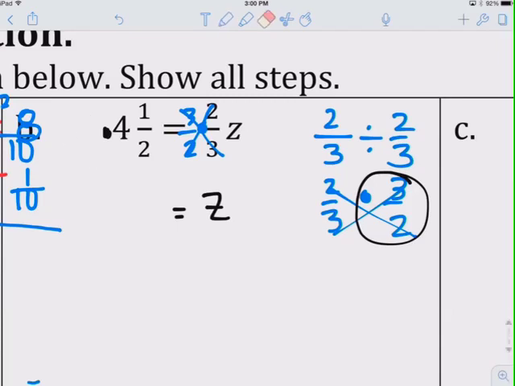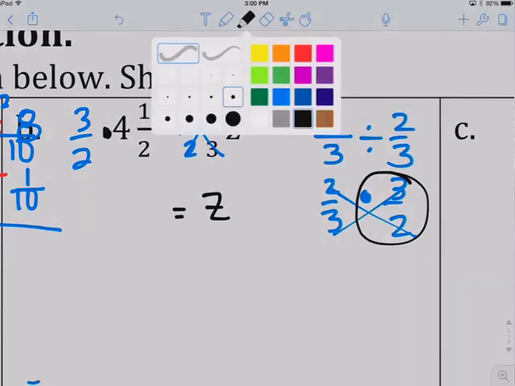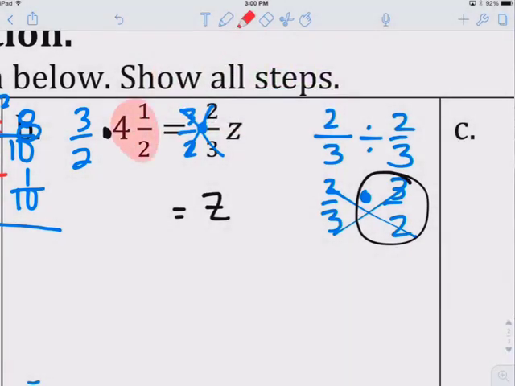Okay, I'm going to use blue here so you can see better. 3 over 2. Now, when you multiply, you cannot ever leave it as a mixed number. Ever. You need to change that. So 3 over 2 times 9 over 2, right? Can you cross cancel? No, you cannot. You need to multiply them, and that would be your answer.